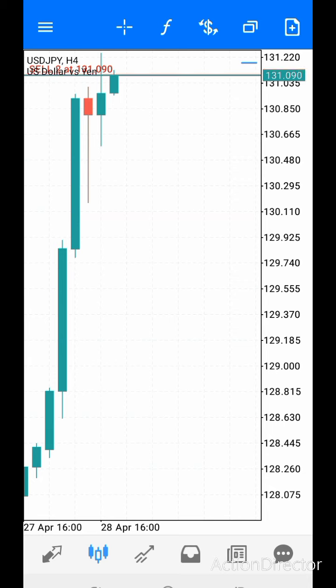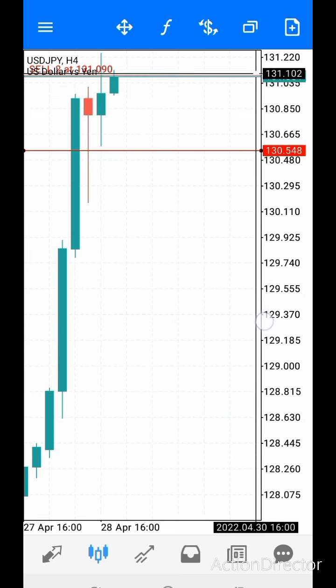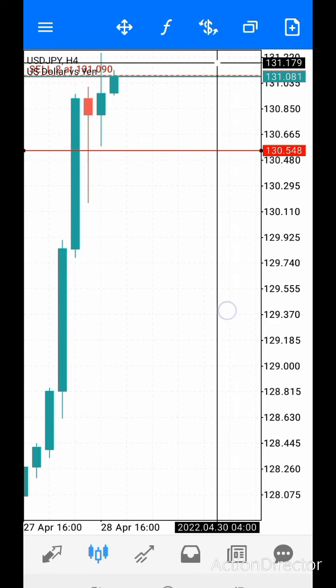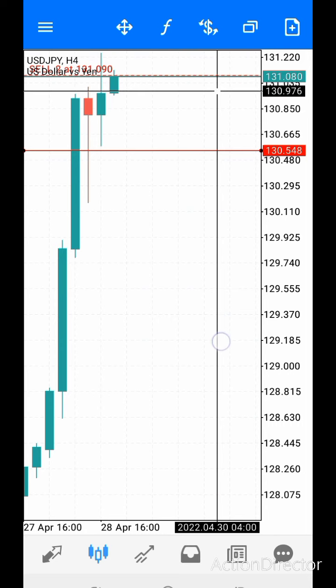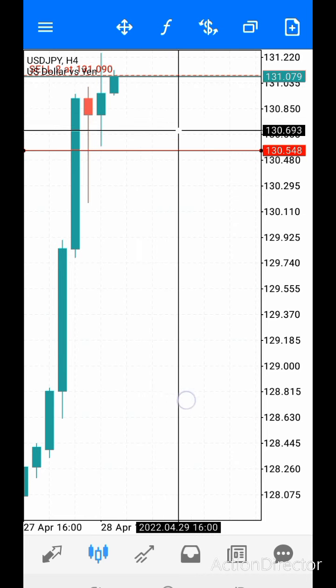What do I mean by that? For example, the market is like this, so I want to place my buy limit below the current price. The price is here, 131.085. I can't place the buy limit here. I can't also place it here. I can't place it here either. A buy limit has to be placed below the current price so that if the market actually comes down to this red zone, it will get triggered and I will be placed in a trade.